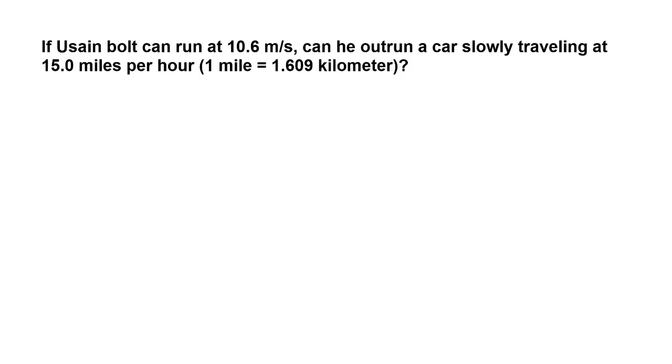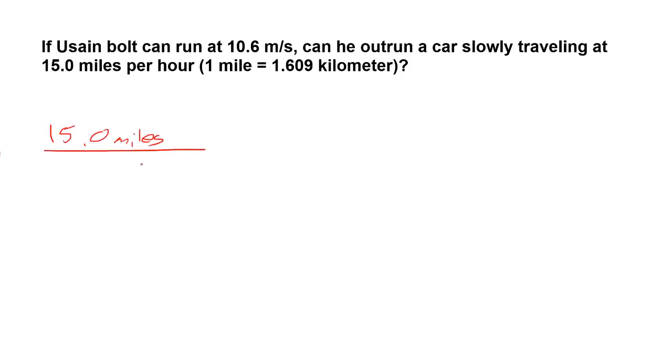Now, since it's asking me to compare two numbers, it is easiest to do this if they are both in the same unit. So what I'm going to do is convert the speed that my car is traveling at into meters per second so that I can compare the two. You could also convert Usain Bolt's speed into miles per hour. Both will work. So I have 15 miles per hour.